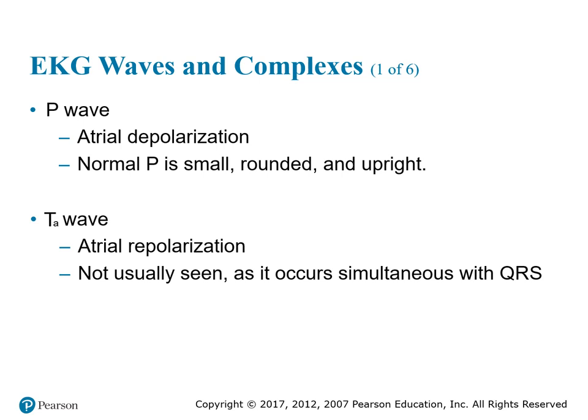The first wave we come across is what we call our P wave, which signifies atrial depolarization. A normal P wave is small, rounded, and upright, and it occurs right after the polarization phase once it receives an impulse. That is the first wave you come across on an EKG readout, your P wave. The next wave is called the Ta wave. This signifies atrial repolarization. This wave is usually not seen because it occurs almost simultaneously as the QRS is being formed.